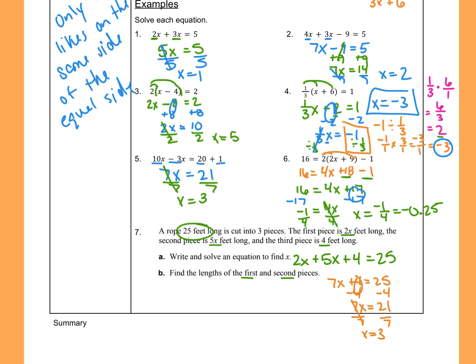Now we didn't answer the question yet. It says find the lengths of the first and second piece. So I know that the first piece was 2x, and now I know that x is 3, so that's 2 times 3, because 2x means 2 times x. So 2 times 3, so the first piece is 6 feet. And the second piece was 5x, or 5 times x. So that's 5 times, again, x we found out was 3, so that's 5 times 3, or 15 feet, will be the length of the second rope.